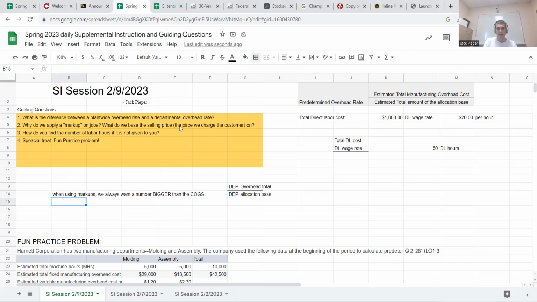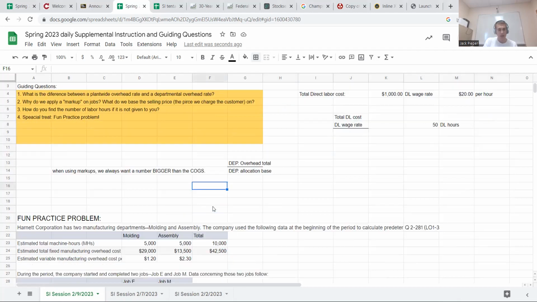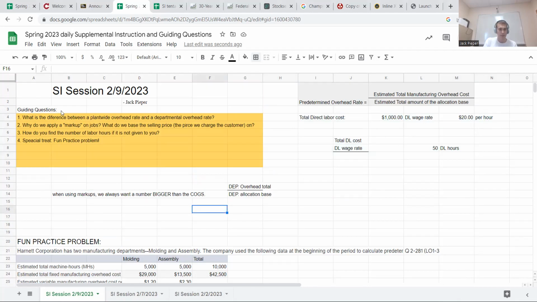Yeah, and that's why we would base the selling price on it. For number 3, how do you find the number of labor hours if it's not given to you? Okay, so I showed you over here. We'll take our total labor cost divided by our direct labor wage rate, and we'll get the number of hours. Okay, fun with all that.